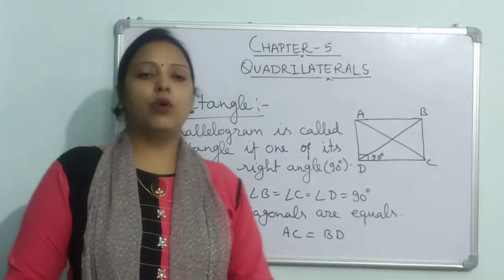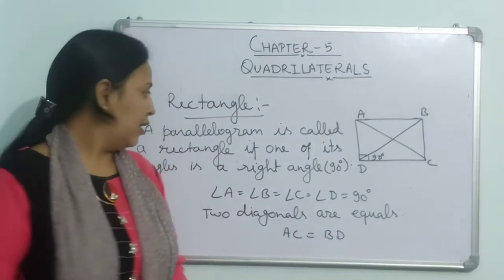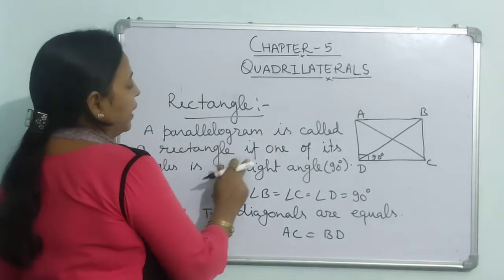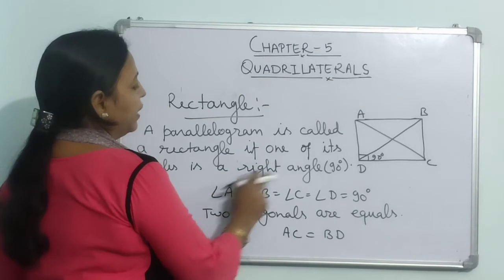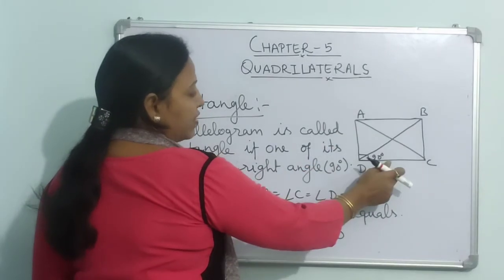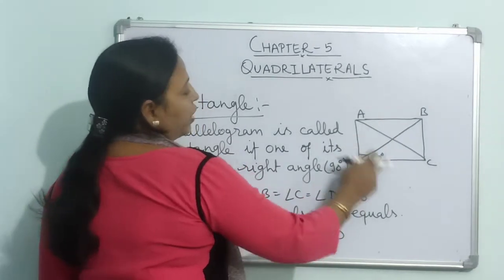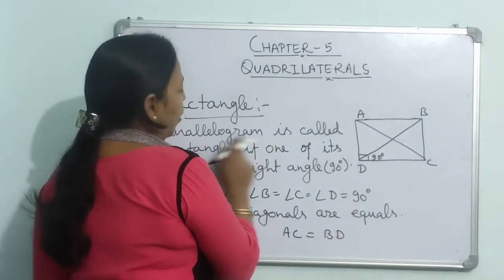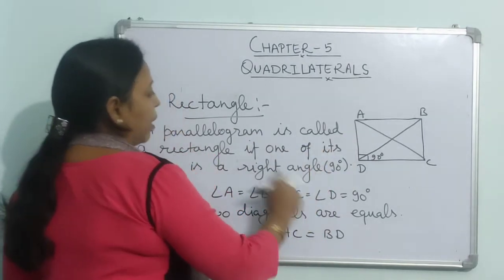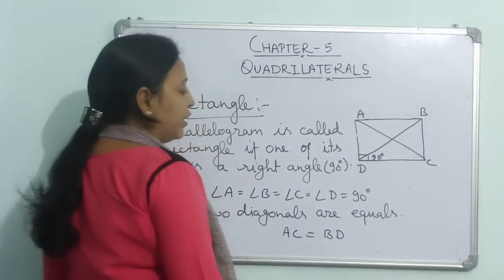Next is the rectangle, another type of parallelogram. So what is a rectangle? A parallelogram is called a rectangle if one of its angles is a right angle. You can see it is a parallelogram because opposite sides are parallel to each other. So a rectangle is also a type of parallelogram, and the special property of this parallelogram is that each angle is equal to 90 degrees.